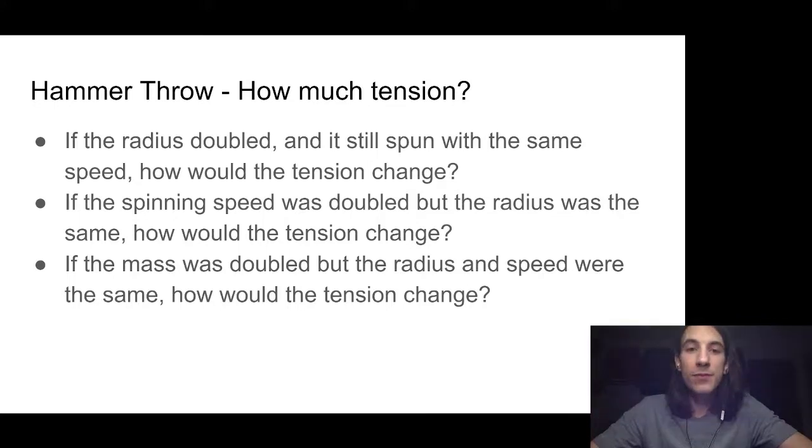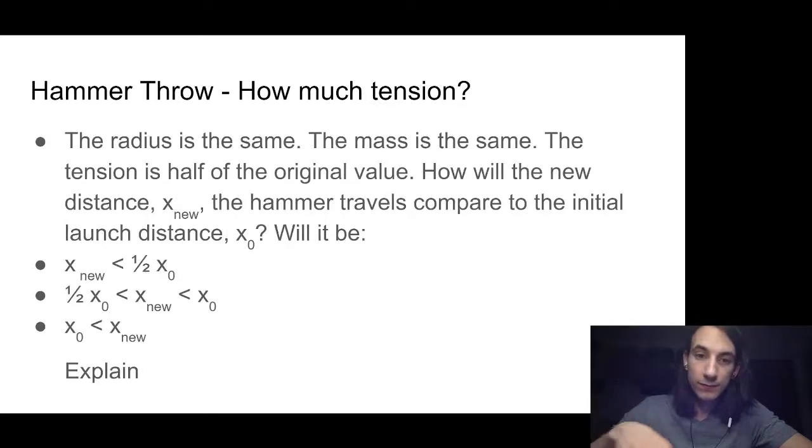So if the radius was doubled, how would the tension change? If the speed was doubled, how would the tension change? If the mass was doubled, how would the tension change? Then the last little bit, this one's a little bit more involved, but let's say the radius is the same, the mass is the same, the new tension is half of the original value.